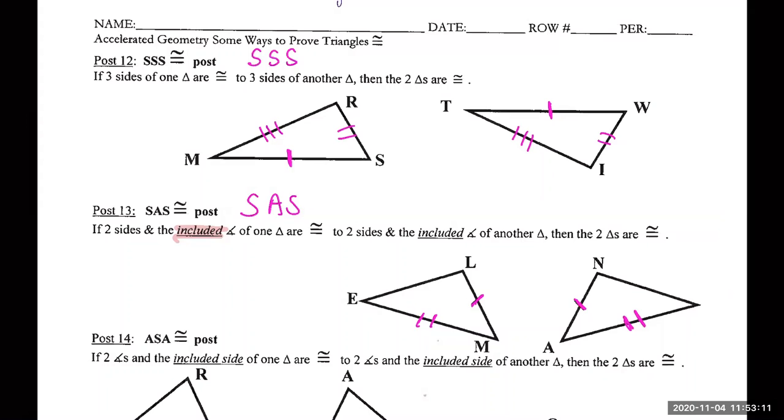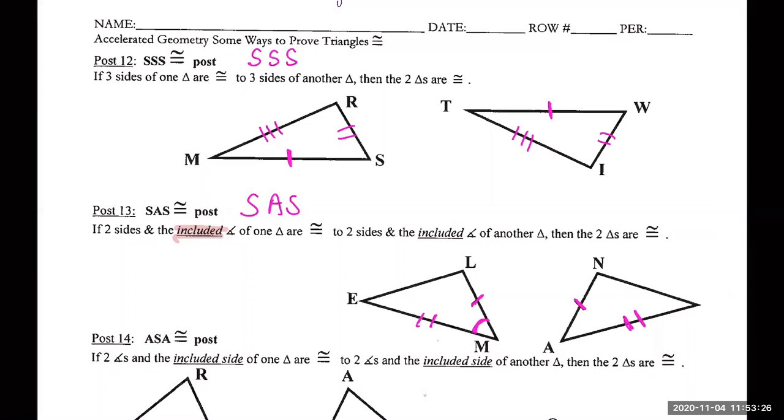Go ahead and type it into the chat. And an angle is just a vertex, right? Yeah, very good. It's angle M. Angle M is between the 2 sides.